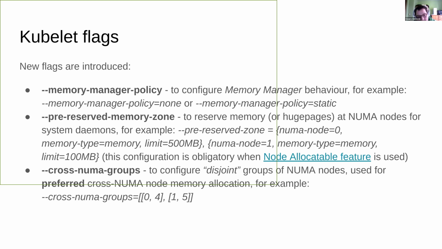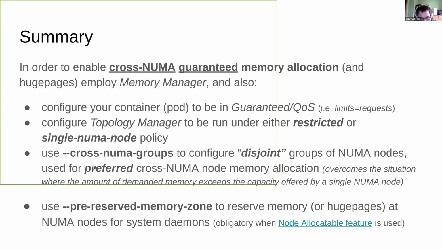Okay, and I think that there will be the last slide with the summary. Next one. If we could go to the next slide. So yeah, I'll just present the summary. In order to enable cross-NUMA guaranteed memory allocation and huge pages, employ the memory manager, and also we have to configure containers or pods to be in guaranteed QoS, configure the topology manager to run under either restricted or single-NUMA node policy, use the cross-NUMA groups flag to configure disjoint groups of NUMA nodes, and as an option, we can use the reserved memory zone flag to preserve memory for system daemons. Okay, I think that's all.